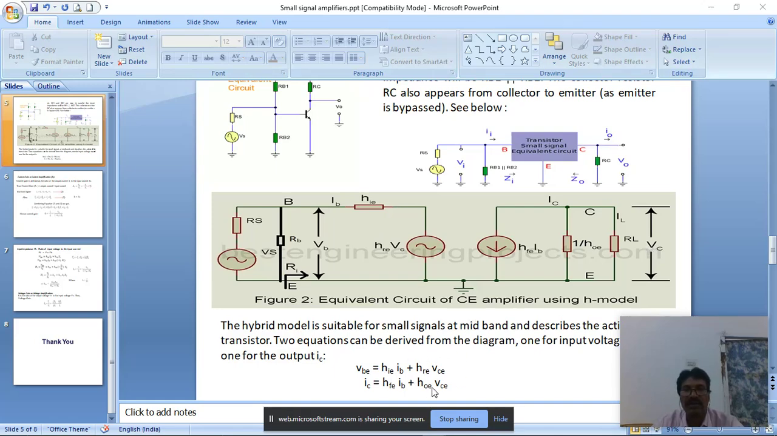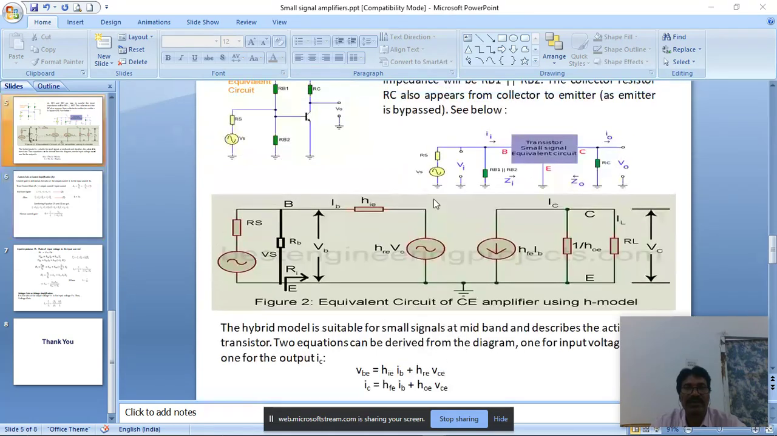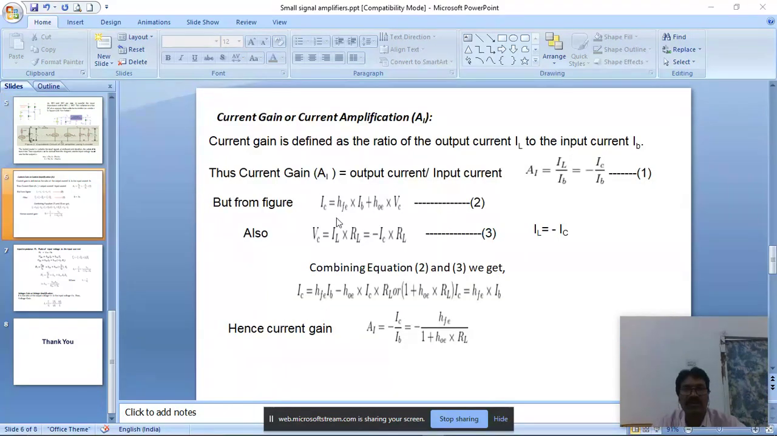We have to modify this. So to measure the current gain, the current gain is defined as the ratio of output current to input current. So AI equals IL by IB. We know that IL equals minus IC, so it is minus IC by IB. From the figure, IC equals HFE IB plus HOE VC. What is IC here? IC is nothing but this current plus this current. This current is HFE IB, and the current passing through this one is HOE into VC. So that is the modified equation.